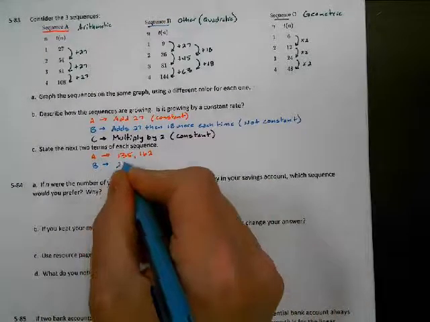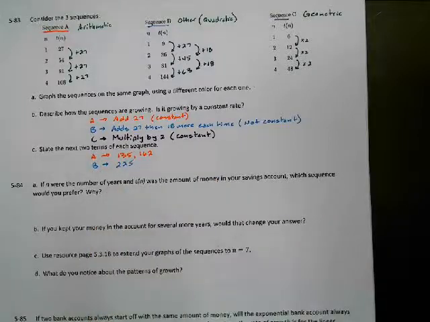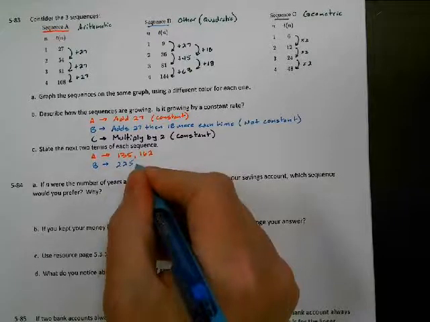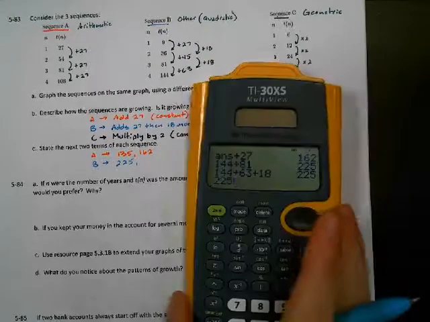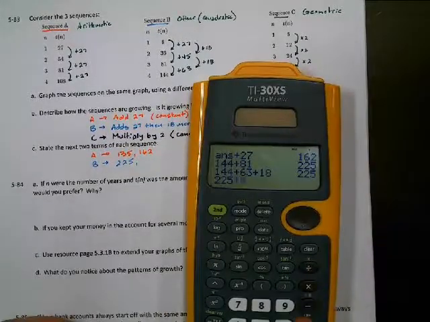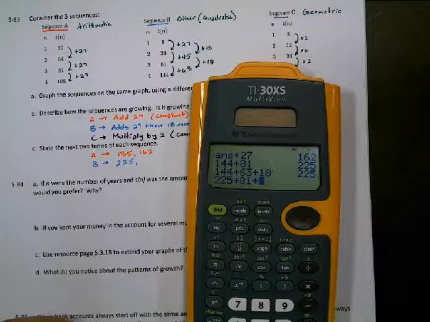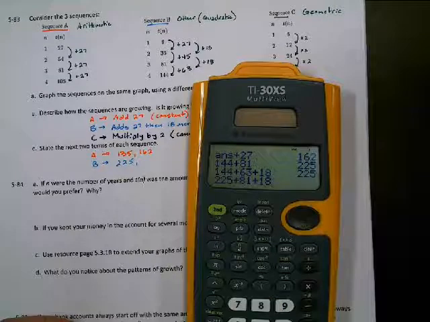Let me make sure I did that right. 144 plus... Yes. All right, the next one after that. So I added 81 to get to 225. So I'd start at 225, I'd add 81, and then I'd add 18 more, because the difference of the difference is growing. And that'd make 324 for the next one.